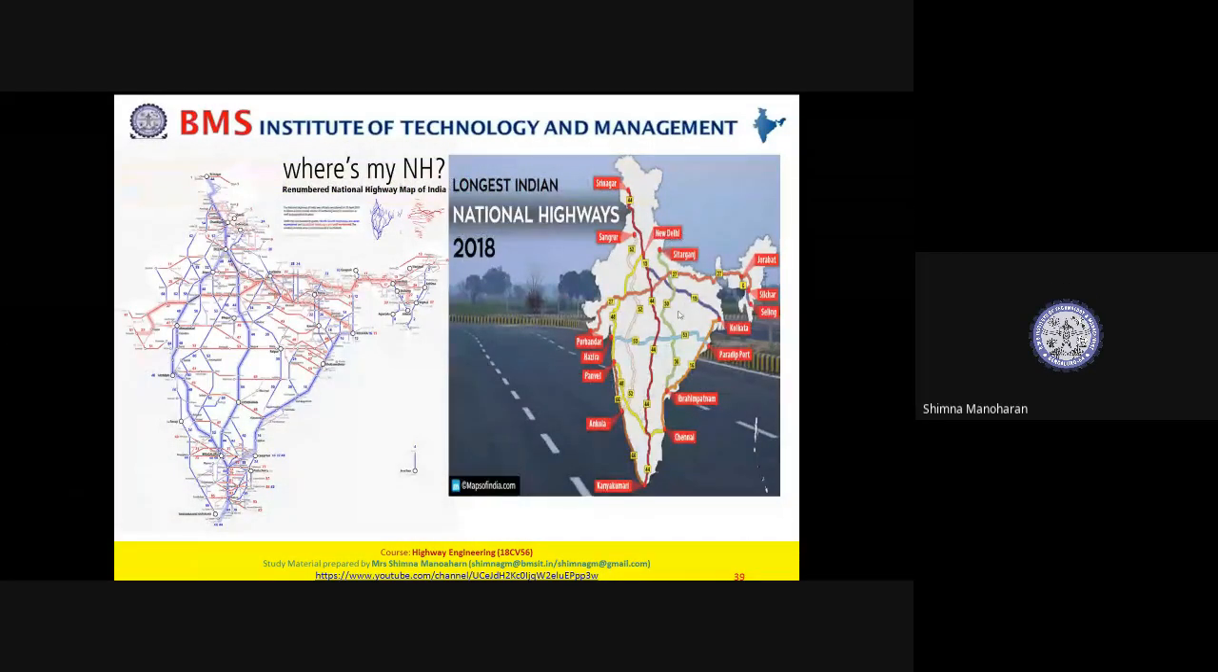At the end of the class, we will have a small quiz on the longest of these national highways. So you have 10 important national highways. We will quickly glance through what these 10 important national highways are. This is a typical map of India showing national highways. Okay, this PPT I'll be sharing, so you can go through and understand where the national highways are located and what the national highway number is.